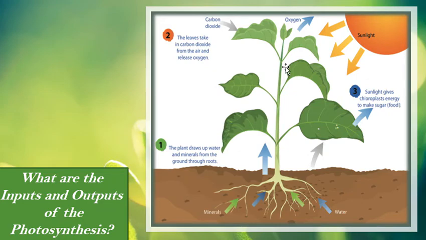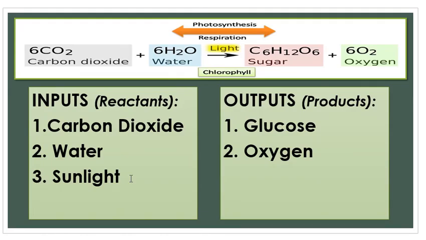So, in here again, you can see the inputs: we have water, which includes the minerals, carbon dioxide, and sunlight. Those are the inputs or reactants. The outputs, again, we have the sugar or the food, the glucose, and also we have the oxygen. Those are the inputs, reactants, and the outputs and products of photosynthesis. So, this is the chemical equation of photosynthesis.